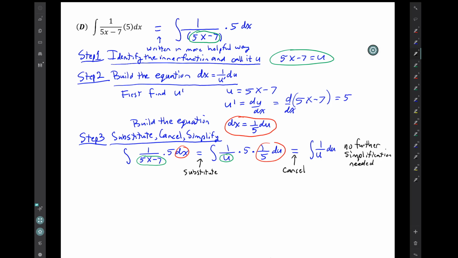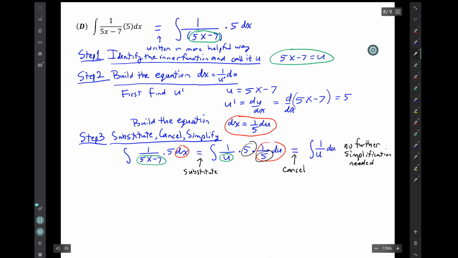So there you can see we did the green substitution and the red substitution. We canceled. These 5s cancel each other. We end up with this new basic integral with no further simplification needed. Notice I did not write that as a power function. I want to leave that as 1 over u because remember, if I wrote that as a power function, it would be u to the minus 1. The power rule for indefinite integrals cannot be used with the power of negative 1. So we have to leave that as 1 over u.